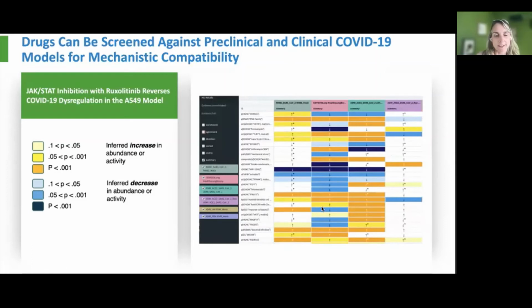Here's an example where it's a little bit different in the cell lines. So the cell lines have an increased response to hypoxia, whereas the human did not. But what you're looking at here is the ruxolitinib treatment, and you can see that a lot of this disease biology that's present in the cell lines and in the human is then resolved in the cell line when you treat with ruxolitinib.